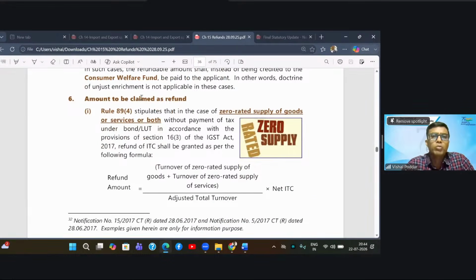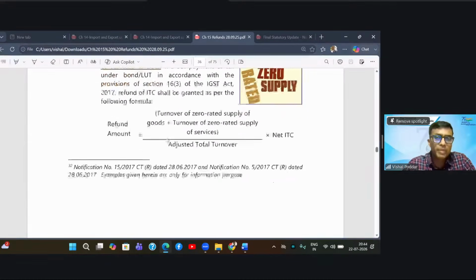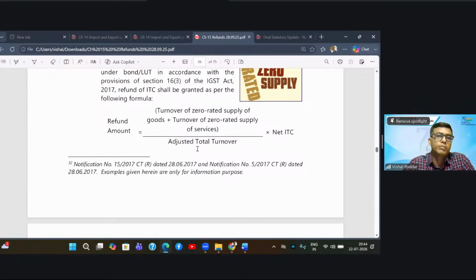Now, the amount to be claimed as refund, 89.4 stipulates that in case of zero rated supplies of goods or service or both, without payment of tax, that is under bond or LUT, the refund is allowed as per this formula. Now, this is, students, a simple logical formula. Your refund amount is given to you proportionate.